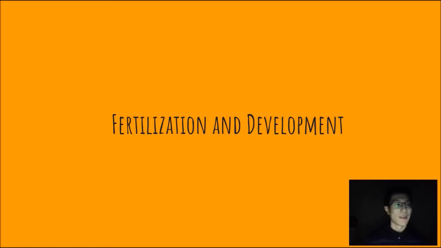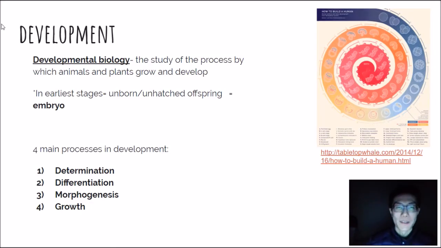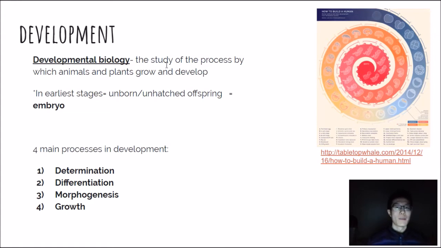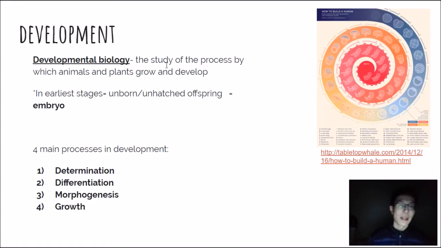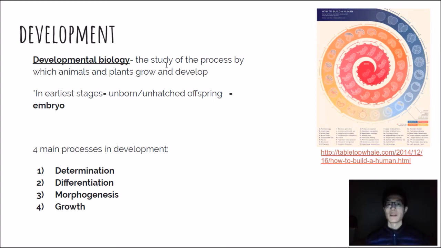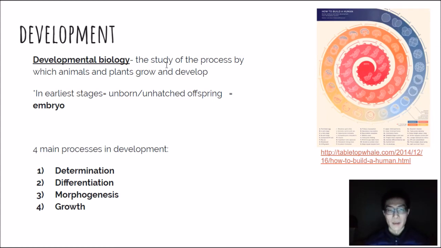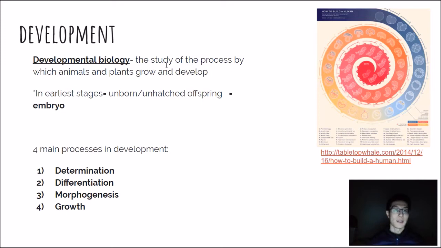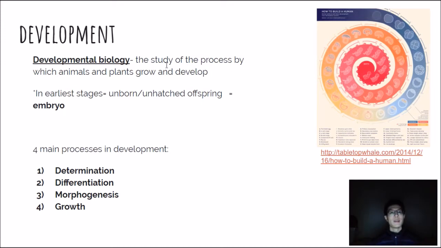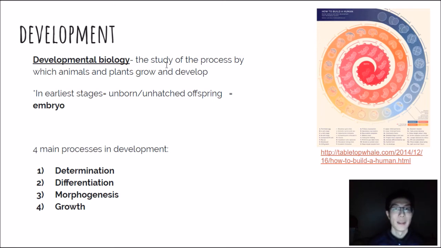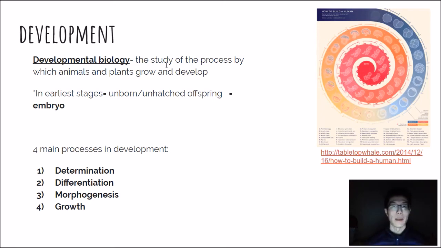Today we are going to talk a little bit about fertilization and development, so let's get started. Okay, so developmental biology is nothing really more than the study of the processes by which animals, or also plants, and various organisms ultimately grow and develop. In the earliest stages, we often have this term called the embryo, which is this unborn or unhatched offspring that's found within the pathway of development.